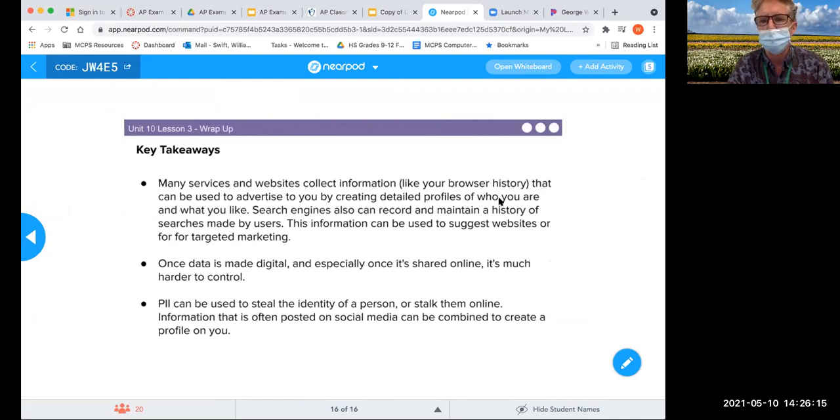Okay, many services and websites collect information like your browser history that can be used to advertise to you by creating detailed profiles of who you are and what you like. They are not taking your name. They are just taking your browsing history, right? Like I say, they're assigning you an artificial name, but that artificial name, don't be confused. It's you. It might as well be your name. It has all your behavior, and they are going to send the advertising not to XXWY. They are going to send it to you.